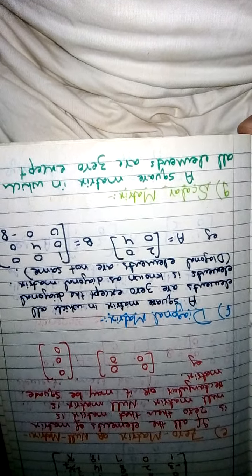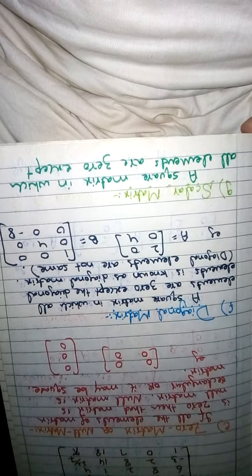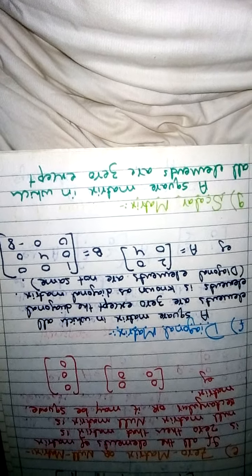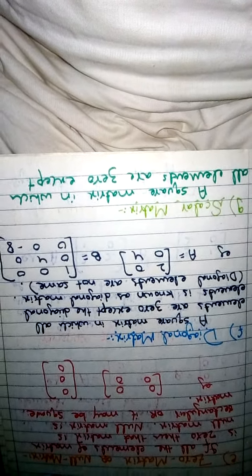Some topics of types of matrices. We have discussed some topics in the previous lecture and in this lecture I will discuss further. So the first type for today is the diagonal matrix. So what is a diagonal matrix?